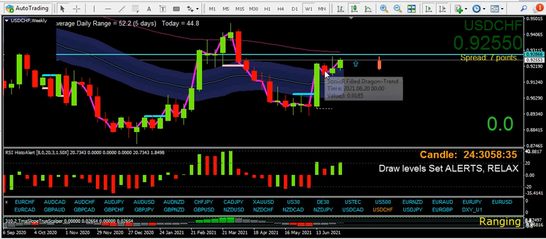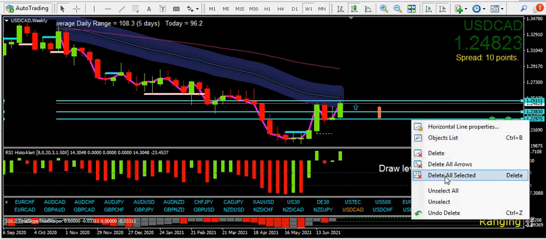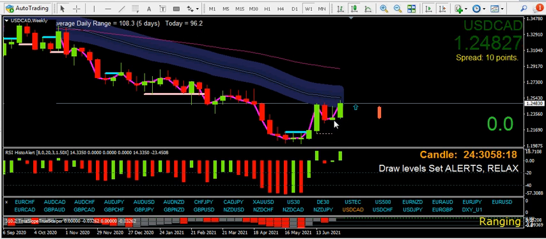Dollar CAD was the same. In fact, I haven't looked at CAD, so I'll look at that quickly now. Let's see what happened. Yeah, same thing. Forget these lines on there. In fact, we'll delete those. That's a part of the MT4 template that's been on there ages.